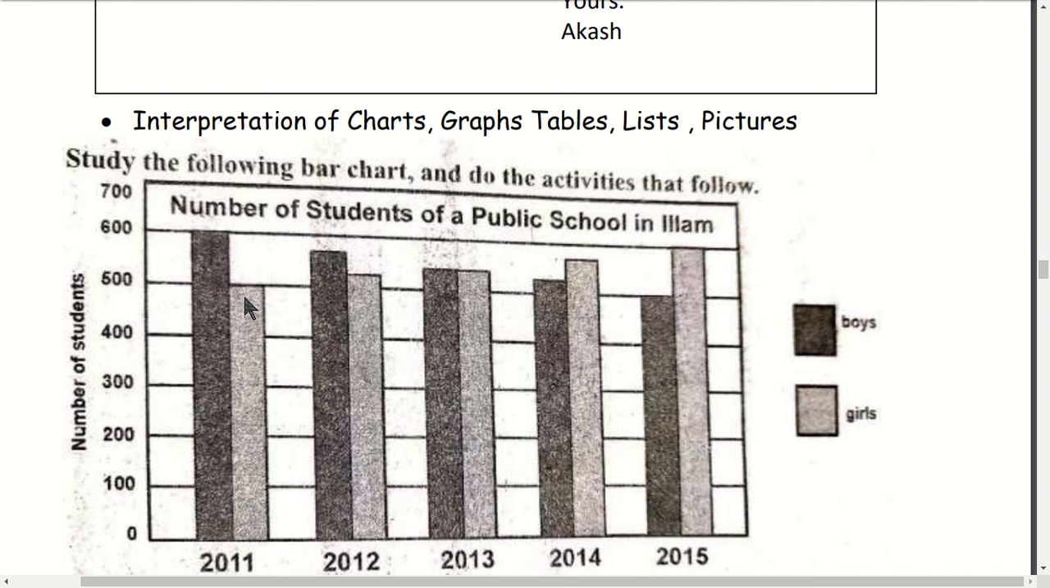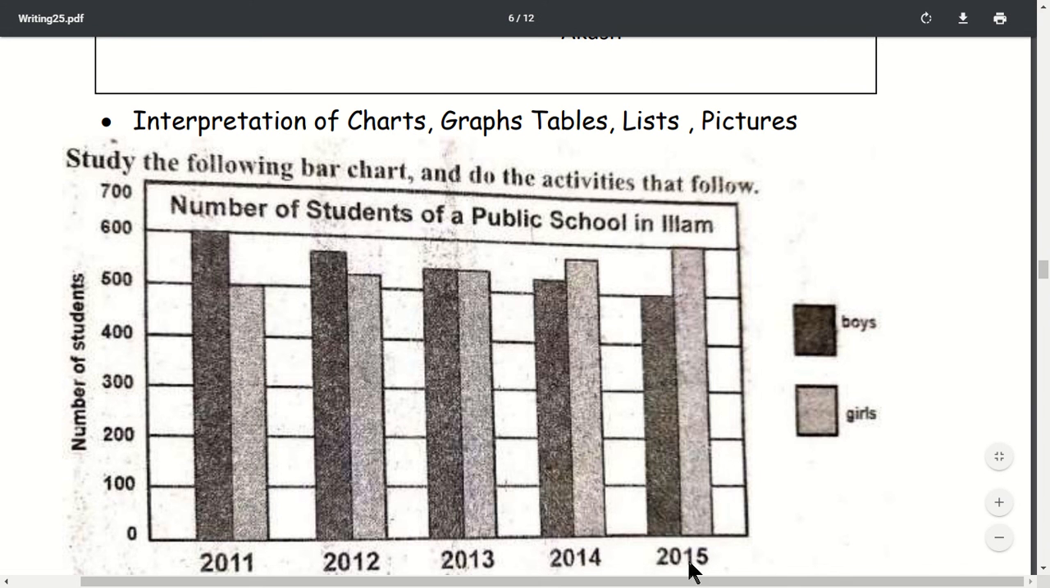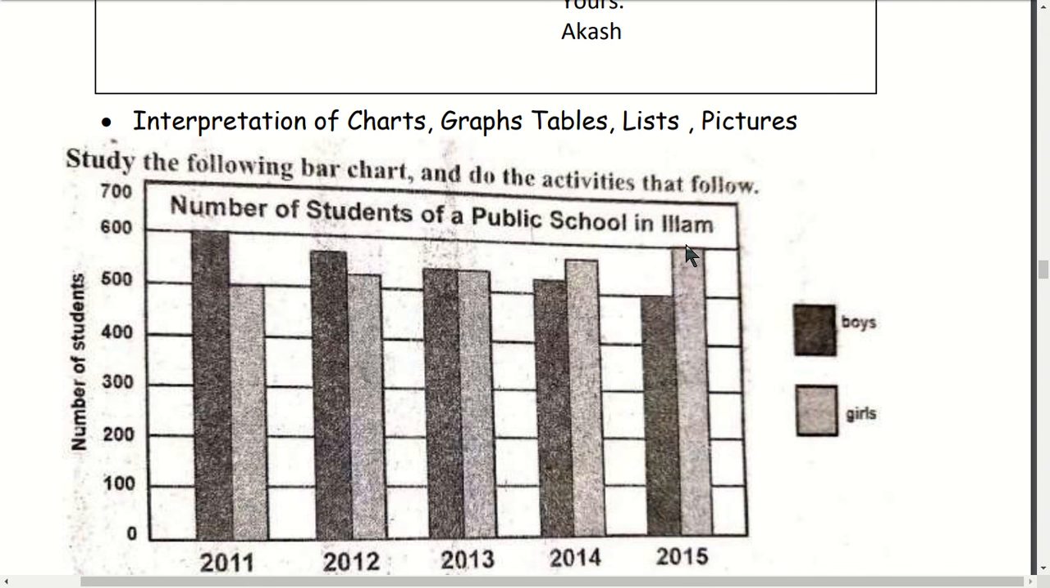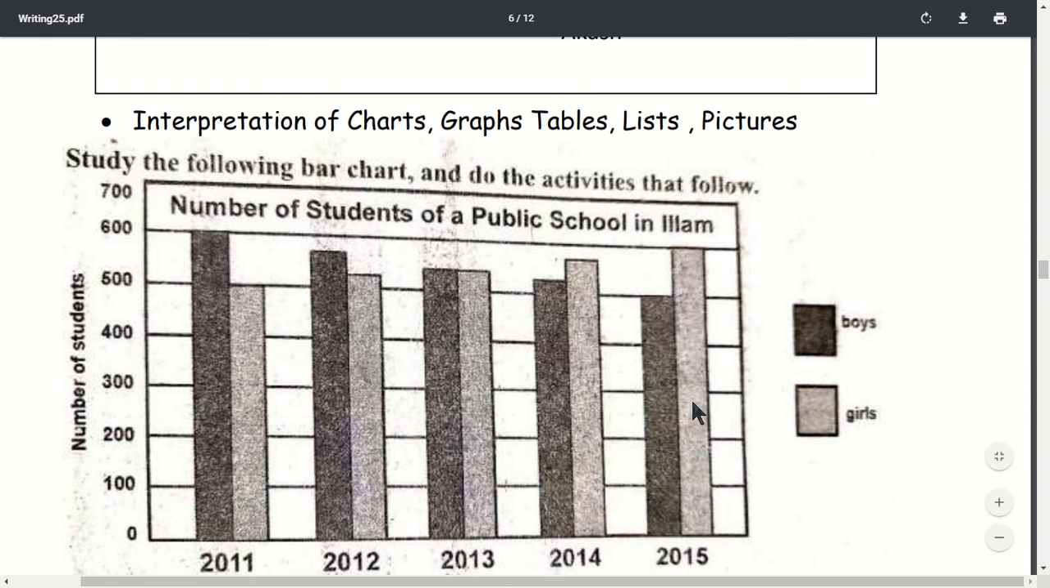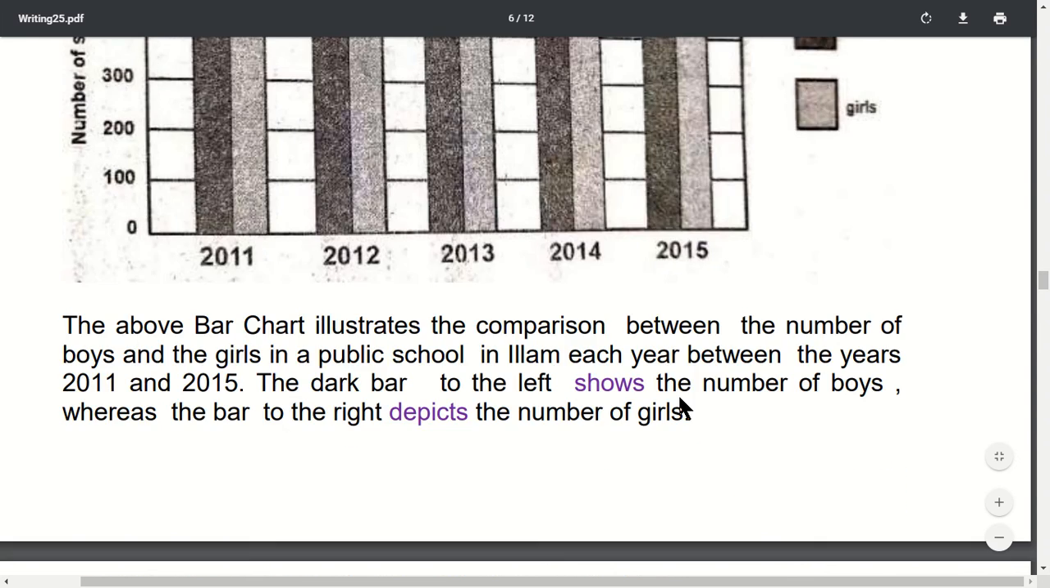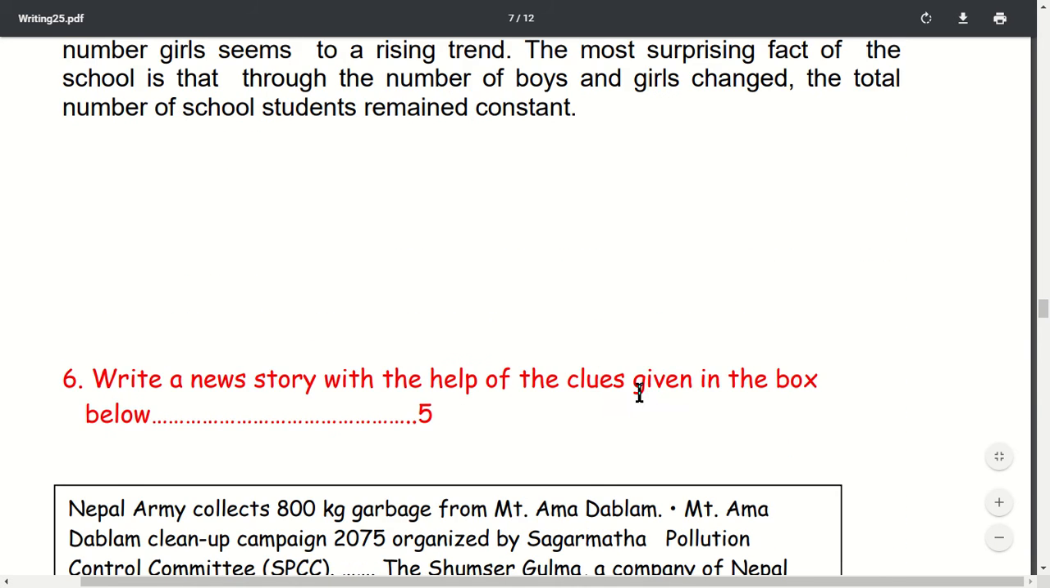In 2011 the number of girls was 500, and in 2015 the number of girls was 600, just opposite here. The number of girls is increasing here, and the number of boys is decreasing here. So just opposite here. We have to discuss this one.